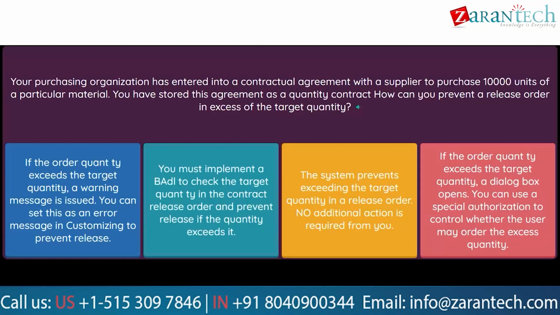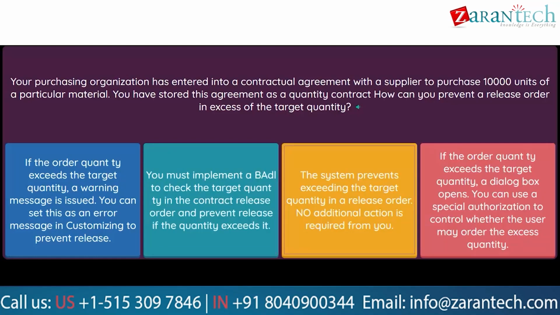Option 2: you must implement a BAdI to check the target quantity in the contract release order and prevent release if the quantity exceeds it. Option 3: the system prevents exceeding the target quantity in a release order. No additional action is required from you. Option 4: if the order quantity exceeds the target quantity, a dialog box opens. You can use a special authorization to control whether the user may order the excess quantity.